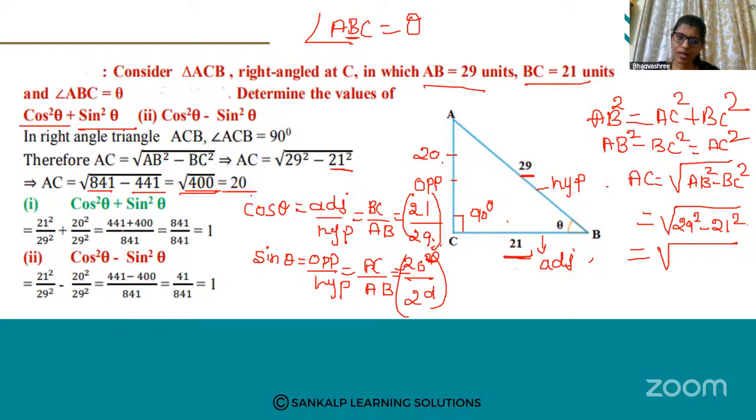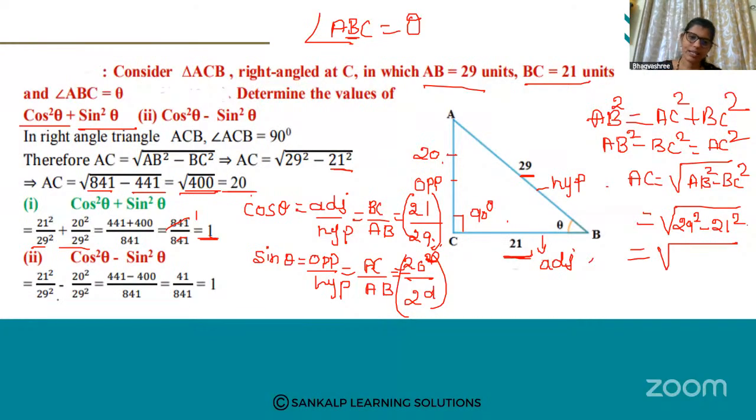21 square is 441 plus 20 square is 400. Here also it is 29 square, that is 841. 441 plus 400 is 841, and 841 divided by 841 is 1. So the value is 1. Cos square theta plus sine square theta is 1.